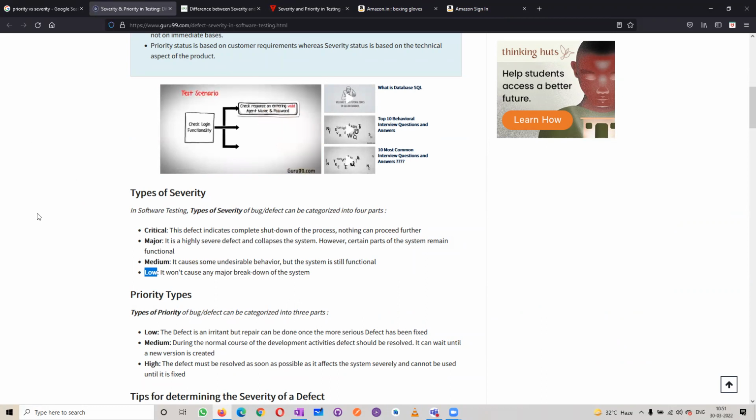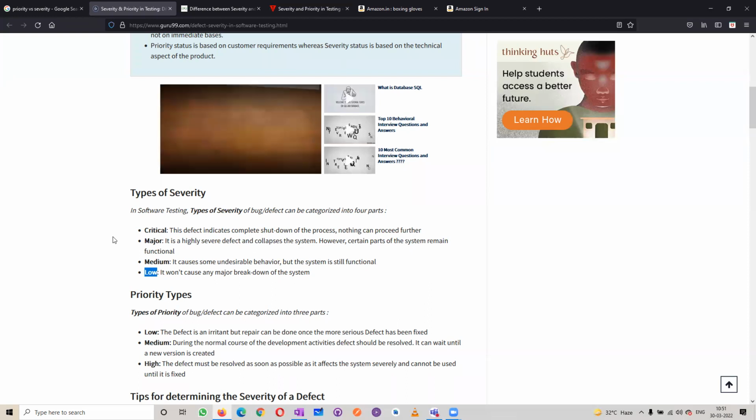So when we have a particular bug, we should be able to derive the severity and the priority. As we discussed, severity talks about the seriousness of the bug, and priority talks about the order in which to fix that particular defect. That will be derived from this. To do this, we have the classification. In severity, we have critical, major, medium, low, whereas in priority, we have low, medium, high. Based upon this classification, we will proceed further.